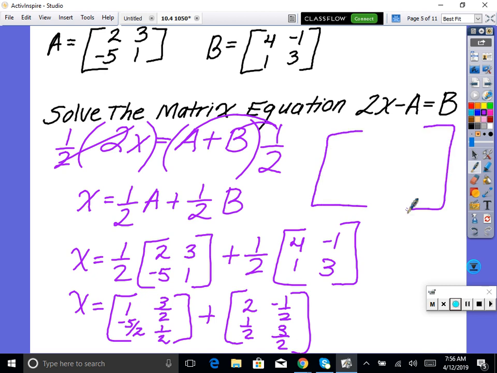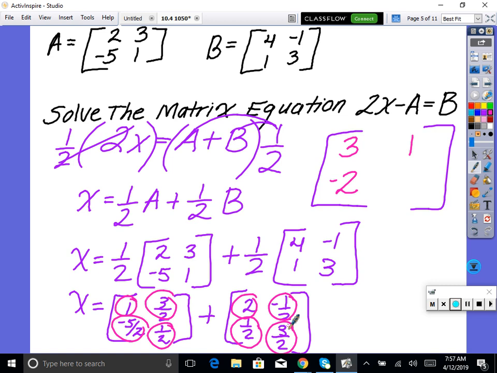1 plus 2, so we're now doing the same element. 1 plus 2 is 3. 3 halves plus negative 1/2. Luckily they already have common denominators, don't they? So 3 halves minus 1/2 is 2 halves, which is 1. Negative 5 halves plus 1/2. Isn't that negative 4 halves? Negative 4 halves would be negative 2. And then 1/2 plus 3 halves is 4 halves, which is 2. So there's your final answer.